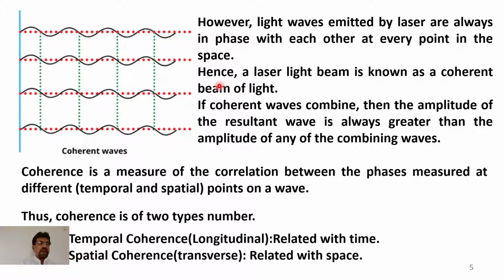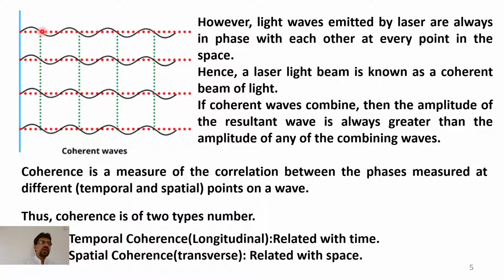However, the light waves emitted by the laser are always in phase with each other at every point in space, and due to that the laser light beam is known as a coherent beam of light. Now see here, in this figure we can see a number of waves propagating in space. These waves are emitted from a laser source.